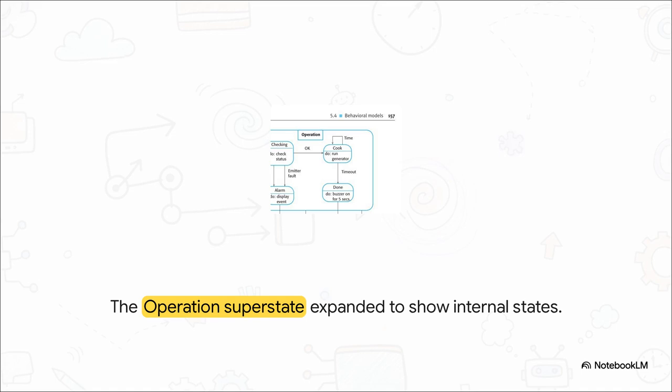Let's apply that right back to our microwave. Earlier, we saw just one single state called operation. But look here, operation is actually a superstate. When we expand it, we uncover a whole mini-system inside. It starts with a checking state to ensure everything's safe. If it's all good, it moves to cook, firing up the generator. When the timer hits 0, it jumps to done and blasts the buzzer. If a fault is detected, it triggers an alarm state. This hierarchical organization is absolutely essential for keeping complex software engineering models manageable.